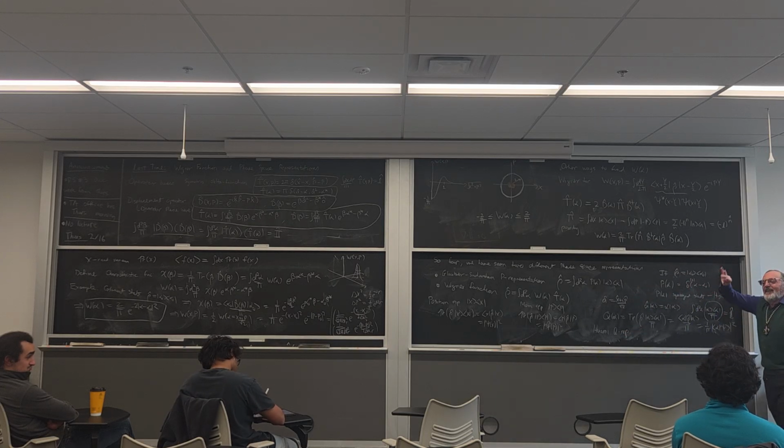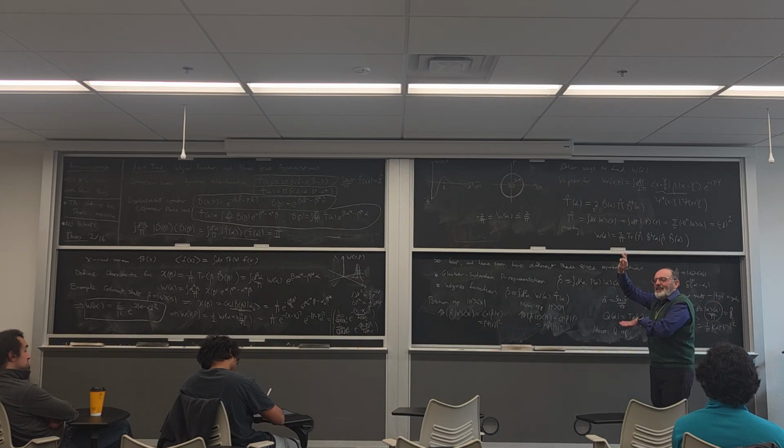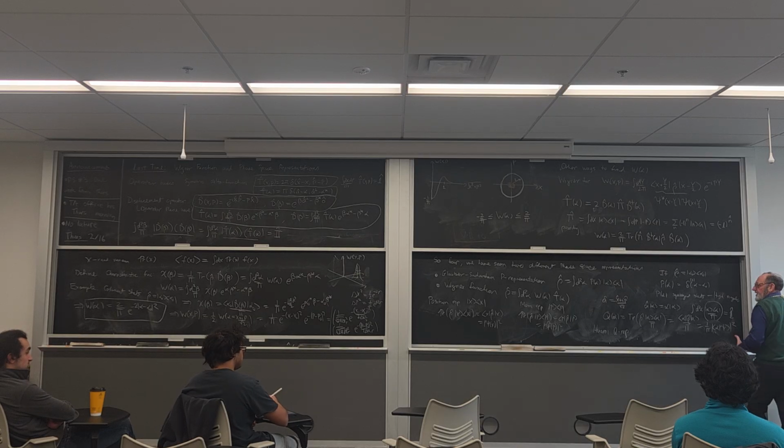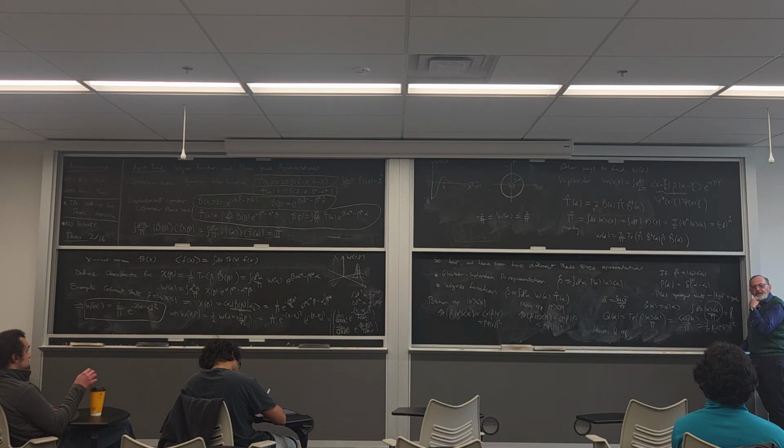Husimi, Wigner, Glauber, they all did these separately, thinking about ways of thinking about quantum mechanics in phase space. This is a natural way to think about a probability distribution in phase space. And it's an honest-to-God probability distribution. Yes? What's the difference with the P representation?